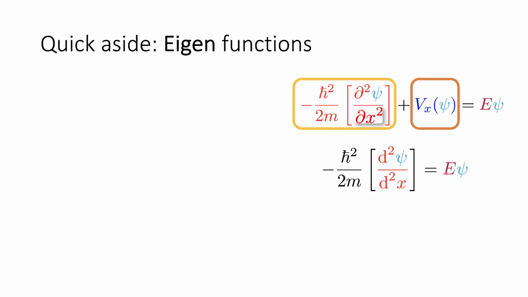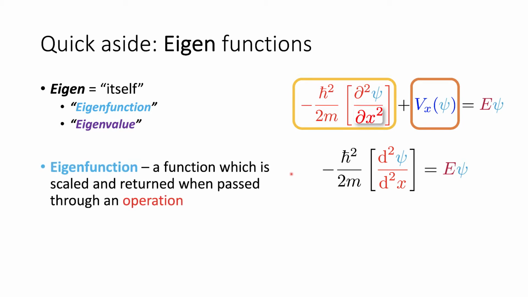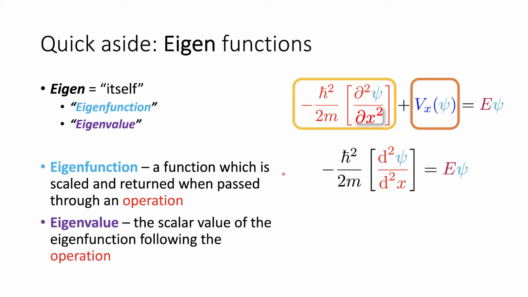It's worth putting a quick aside in here to talk about eigenfunctions. An eigenfunction is simply a function which relates to itself. So eigen means itself in German. So we have an eigenfunction, which is our wave function here, and we have an eigenvalue, which is this e term. The eigenfunction is a function which is scaled and returned when passed through an operation. So whatever operation we do, that eigenfunction is scaled and returned. So we get the same function back multiplied by a constant. That constant is the eigenvalue, that scalar value that multiplies the eigenfunction. So if we passed our function through here, we would get a constant times our original function.